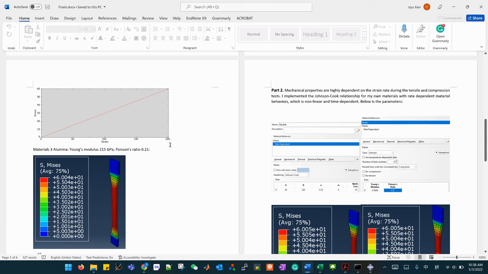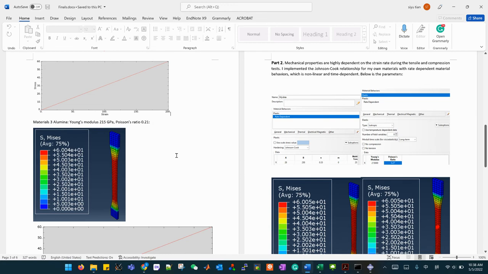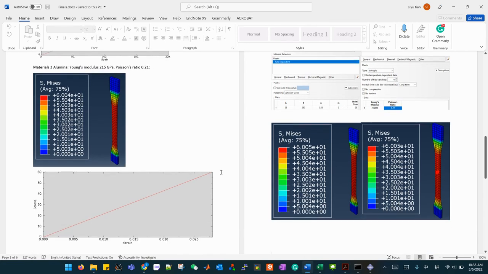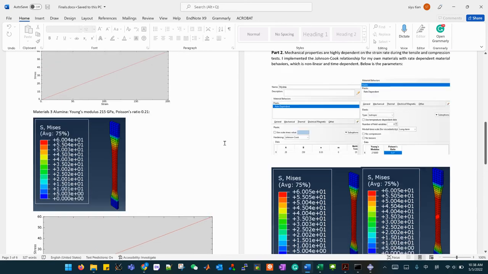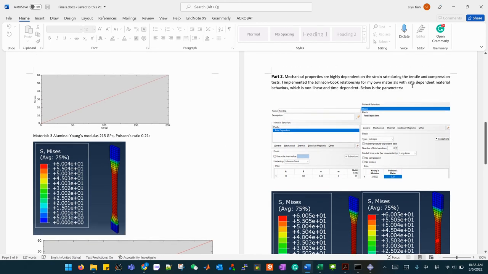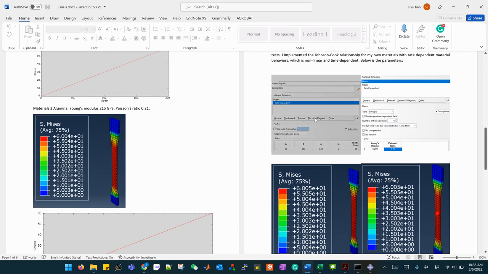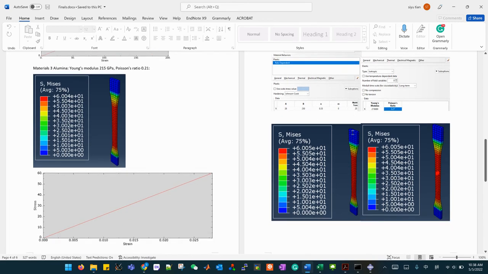It can reach 200, and for the alumina it's quite close to the stainless steel because the Young's modulus and the Poisson ratio are quite close. Those are the elastic properties of the three materials. The second part is considering my own materials using the experiment data. As I mentioned, we define those parameters by fitting the experiment data to the Johnson-Cook rate dependent equation, and those are the parameters defined in here.